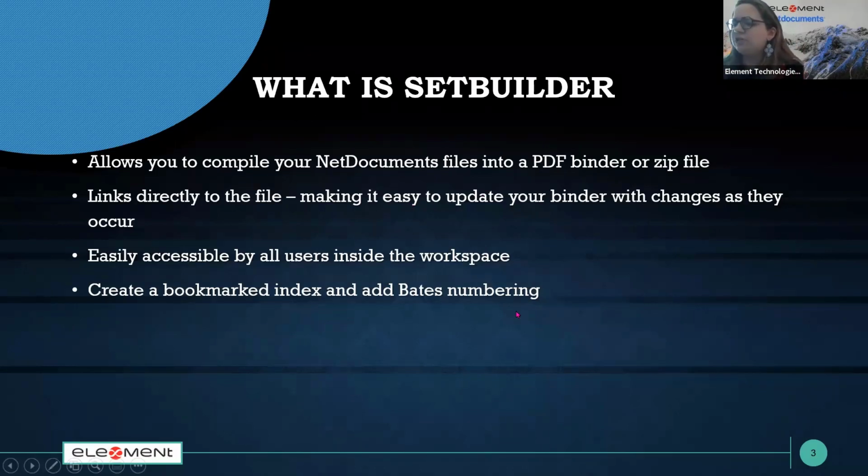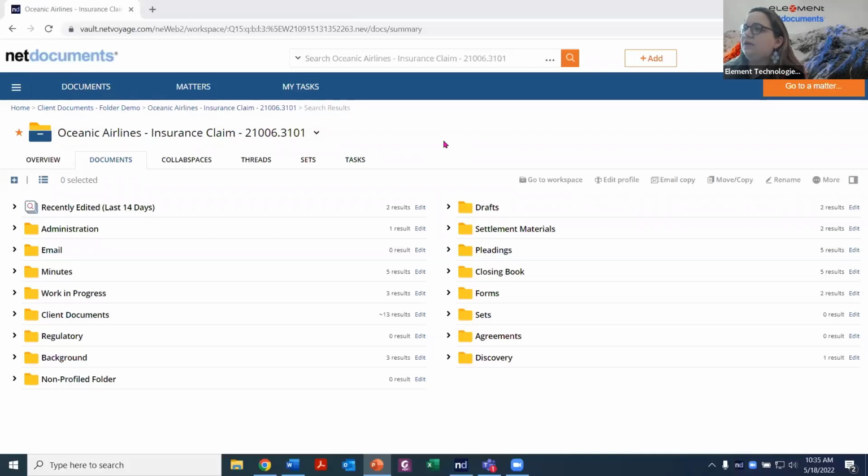So let's go ahead and actually look at the tool. I'll get out of my PowerPoint here and into my workspace. So here we are in our Oceanic Airlines workspace, and we're going to access our SetBuilder tool by using this Sets tab up here at the top of the screen.